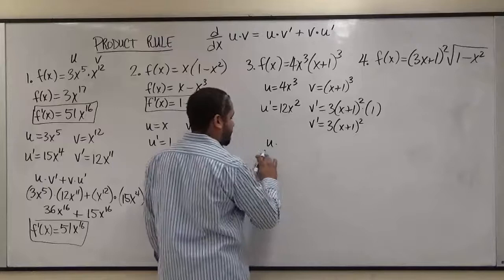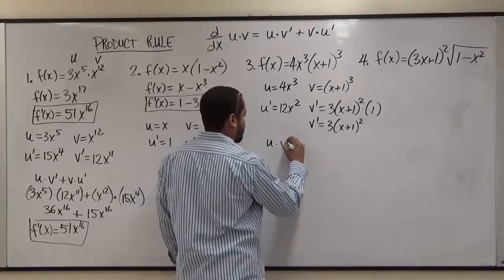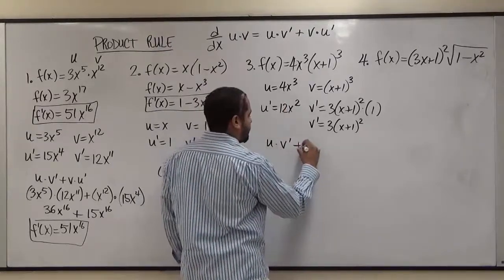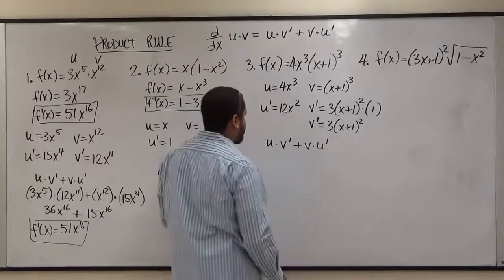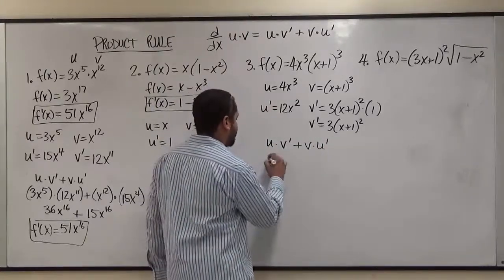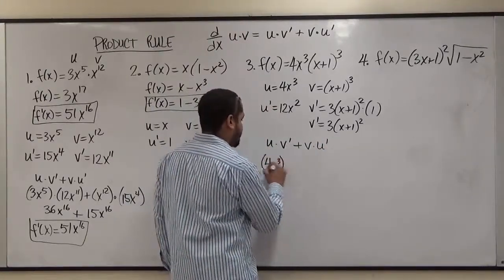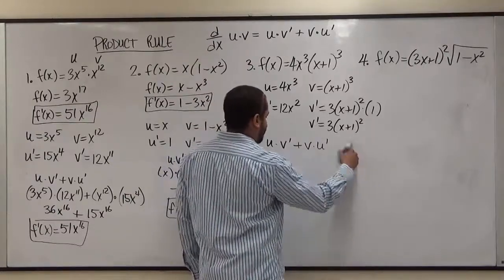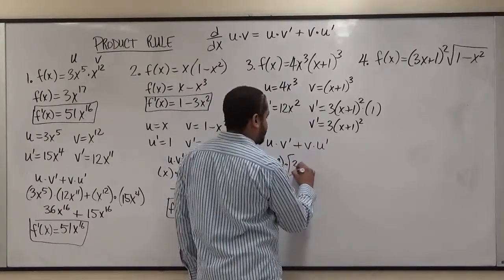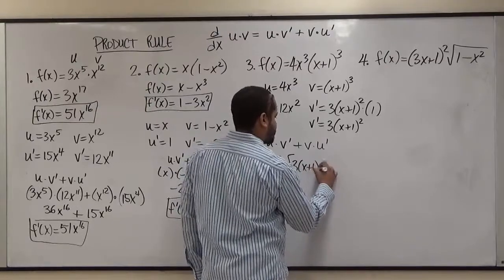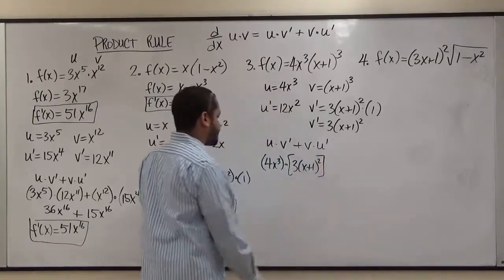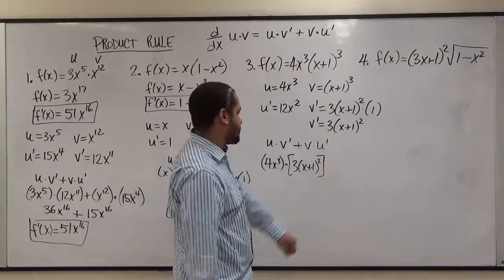So here we have the product rule formula, which is u times v prime plus v times u prime, and in this case our u is going to be 4x to the third power. Our v prime is going to be everything we see here, so we have 3 times x plus 1 to the second power. I used brackets to cover it in because it has parentheses in the term.